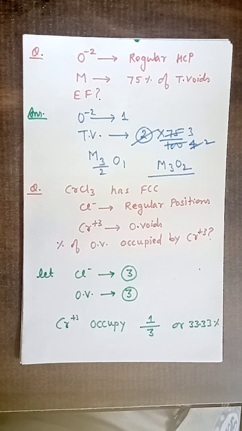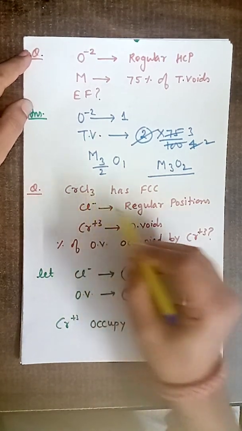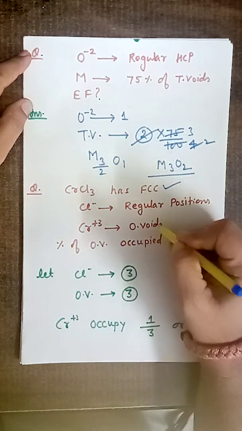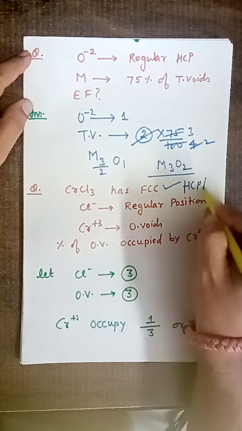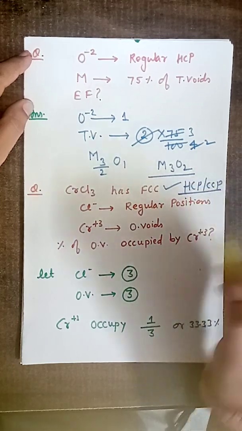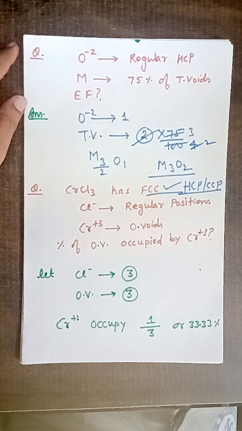Now a reverse question. This time you are given chromium chloride. You are given the empirical formula. You are also given that it has HCP structure. Once again it may be FCC, HCP or CCP. It will not make any difference. All three are the same for us with respect to particles and type of void.